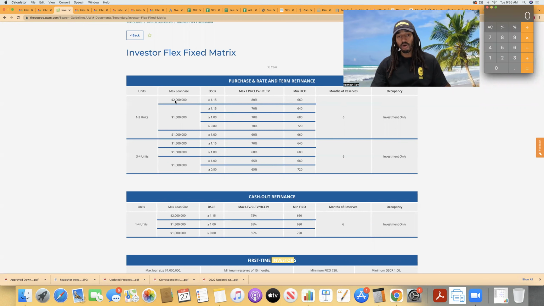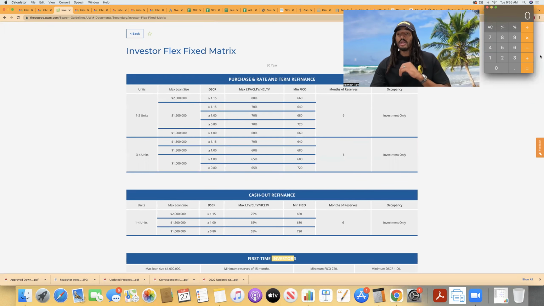In this scenario, if they're going to go up to $2 million, it's going to be a 80% loan to value. So they're going to require a 20% down payment, 660 minimum FICO score, and then the debt service coverage ratio is going to be 1.15. So 1.15 debt coverage ratio means that, let's just say, the monthly payment on whatever loan it was going to be was the $4,500 amount.